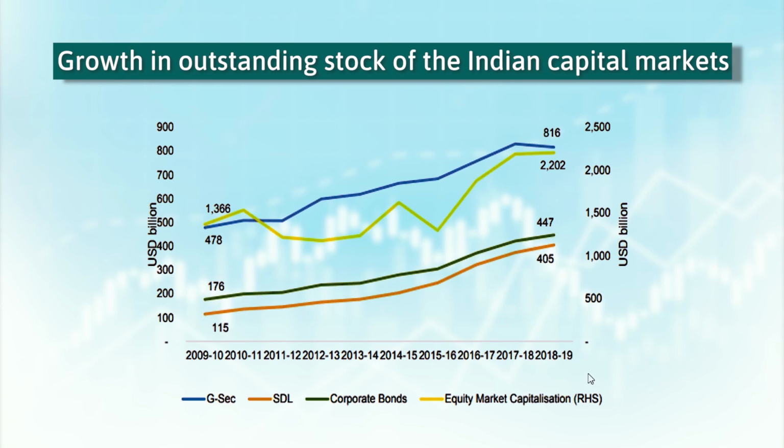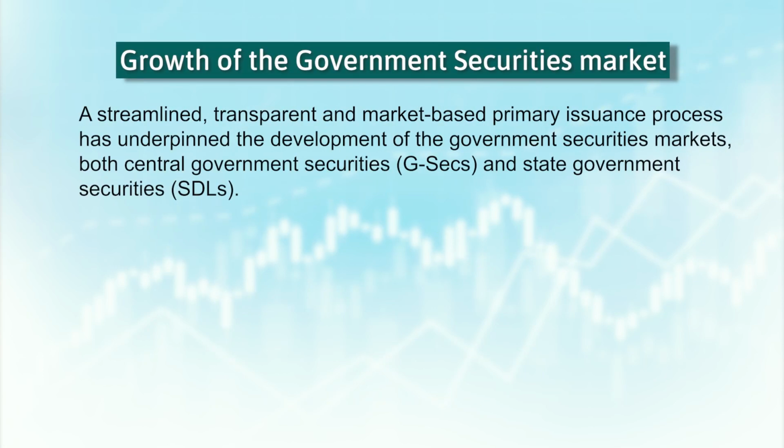As you can see, on the right hand side, in US billion dollars, we have the segmentation done, where we find that the equity markets started from 1,366 US billion dollars. It has gone up to 2,202 US billion dollars in 2018-19. So we can say that there has been a streamlined, transparent and market-based primary issuance process that has underpinned the development of the government securities market, both in the G-SECs and the SDLs.